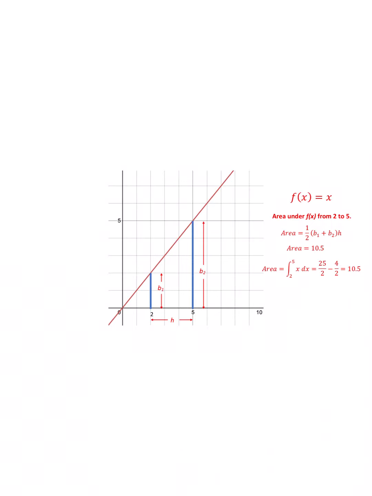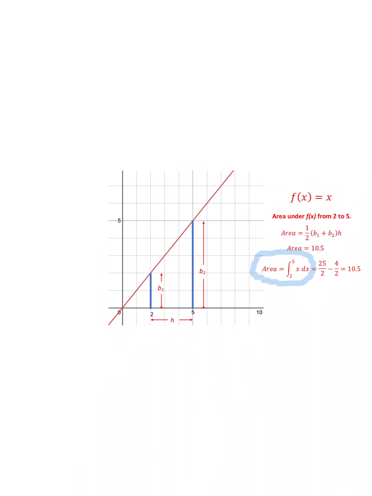So instead, let's say we wanted to calculate the area using an integral, okay? So we would say that the area is equal to the integral of x dx from 2 to 5. So the integral of x is simply x squared over 2. Remember, we add 1 to the exponent and we divide by that new exponent, all right?